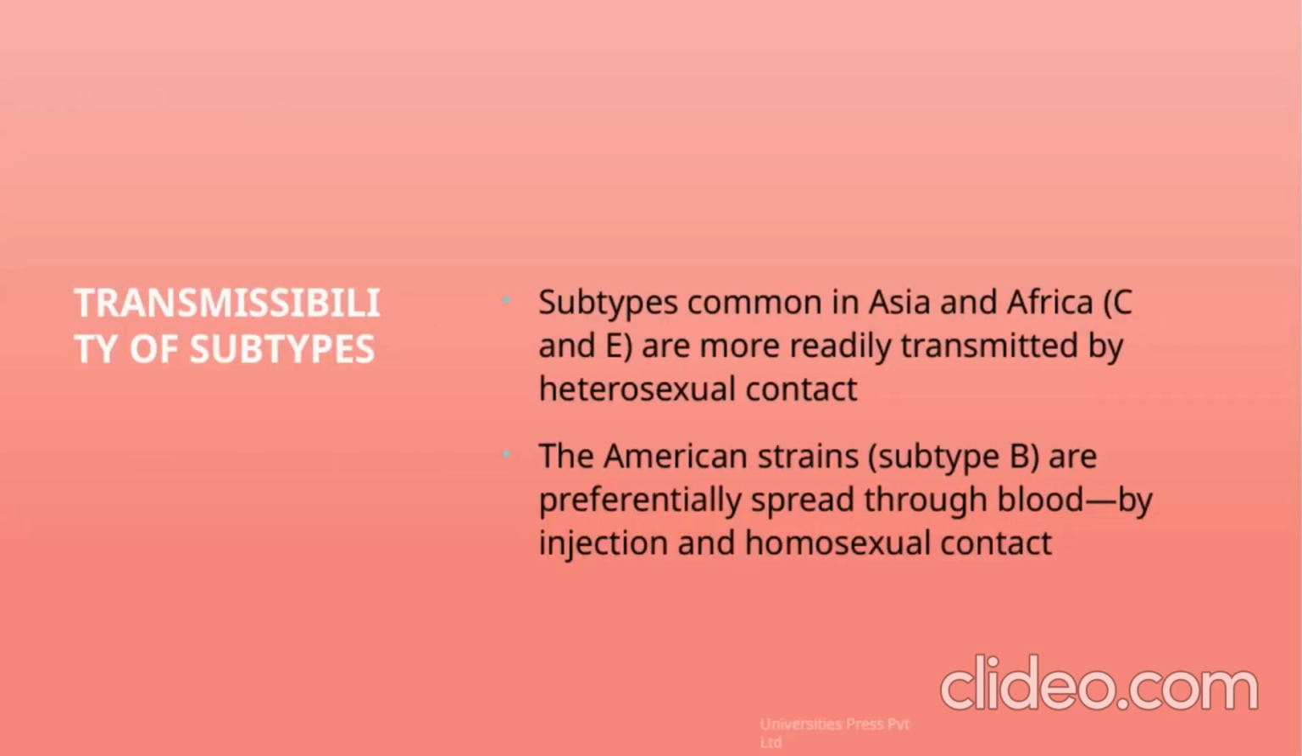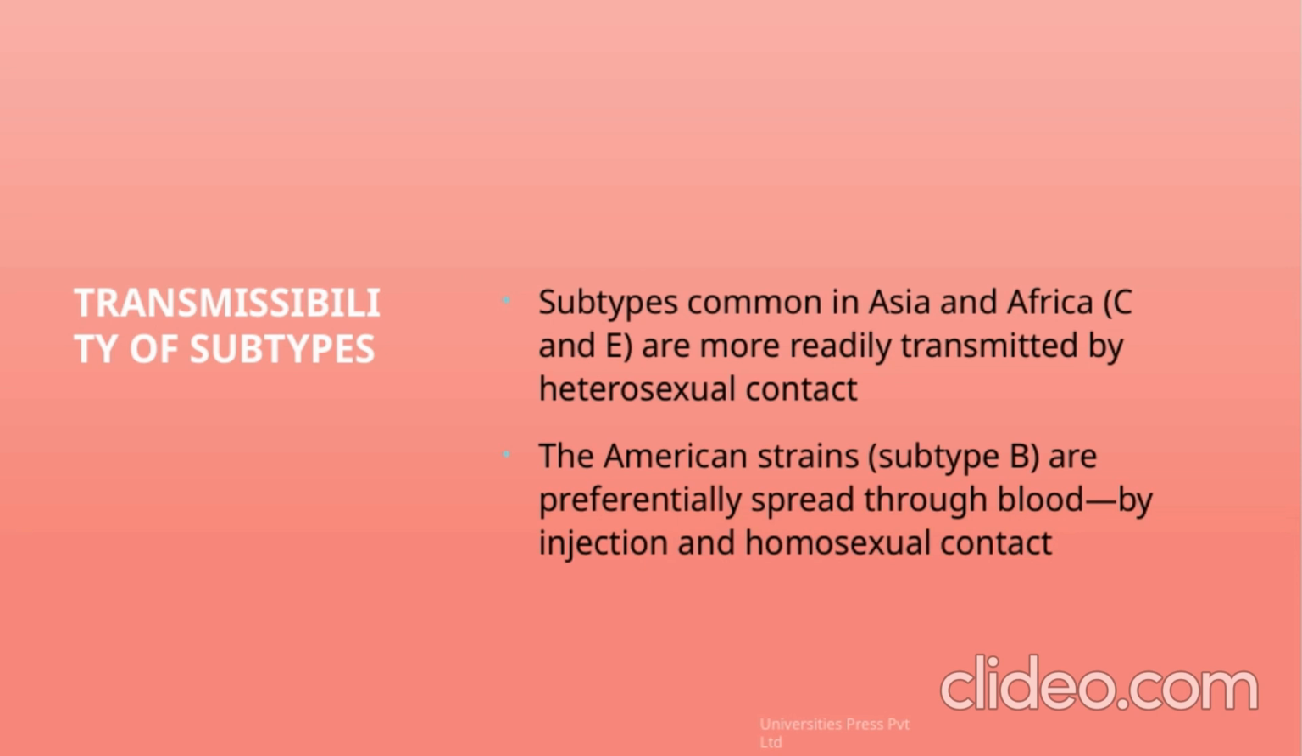Today, I want to talk about the transmissibility of different HIV subtypes and how they vary depending on geographic regions and modes of transmission. In Asia and Africa, the subtypes called C and E are quite common. These subtypes are more easily transmitted through heterosexual contact, which reflects the predominant modes of transmission in those regions.